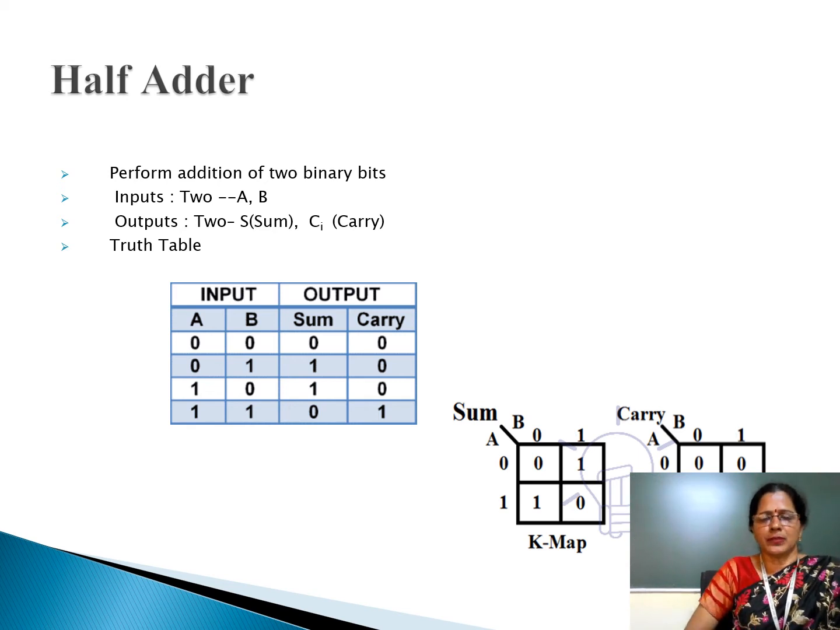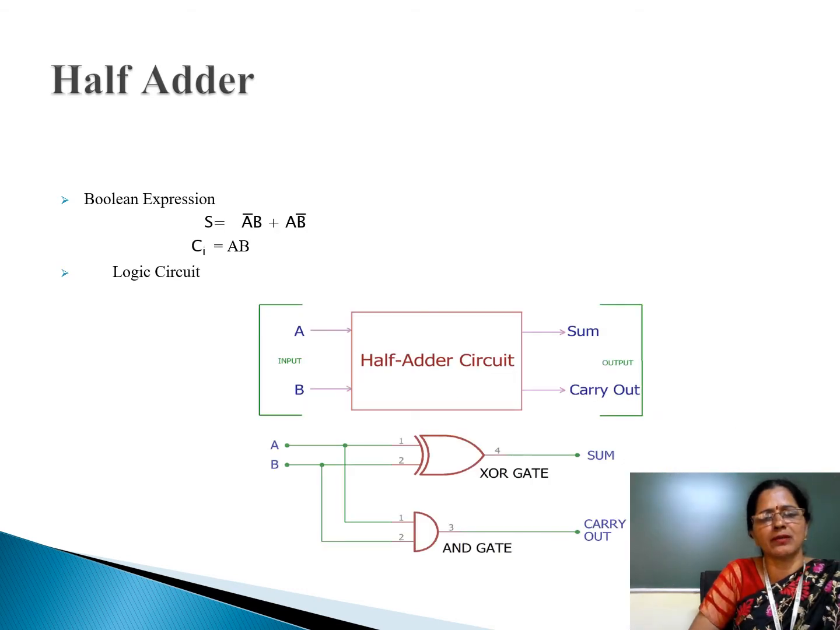Unless, as per the previous class, you have already discussed how we write the Boolean expression from the truth table, or how we write the Boolean expression from the K-map. We can follow that process and write the Boolean expression. Following that process, the Boolean expression for S is equal to A bar B plus A B bar, and for carry equal to A B. Then, next step, we can implement the logic circuit by seeing the Boolean expression.